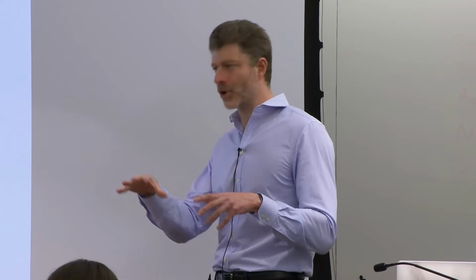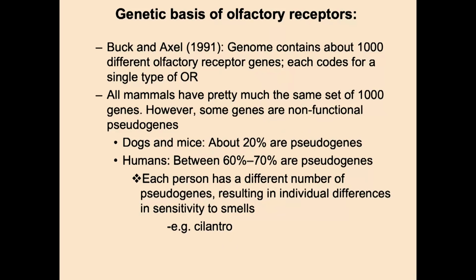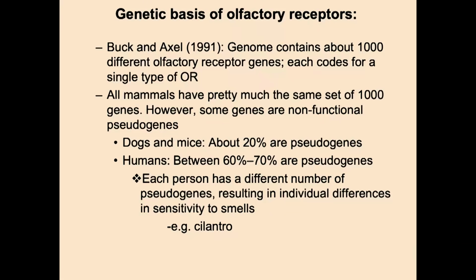And this varies a lot across species. You have the same base set of genes that code for the set of possible receptors, but some species only have a small subset of them and others have more. In dogs and mice, which are organisms that we associate with having really exceptional senses of smell, only about 20% are pseudogenes, so that would mean about 800 different unique receptor types. Whereas with humans, something like 60 to 70% are pseudogenes. So that leaves us with more like 300 or 400 receptor types. Not nearly as many receptors.